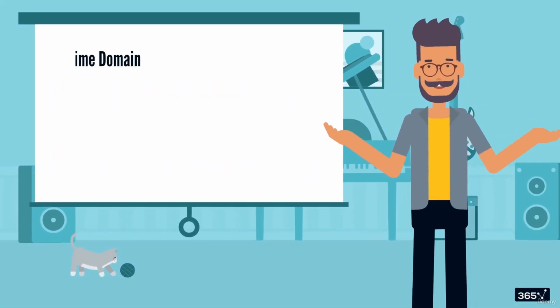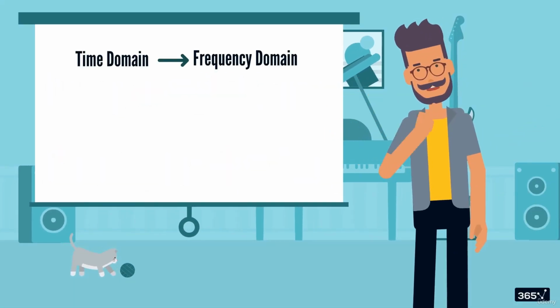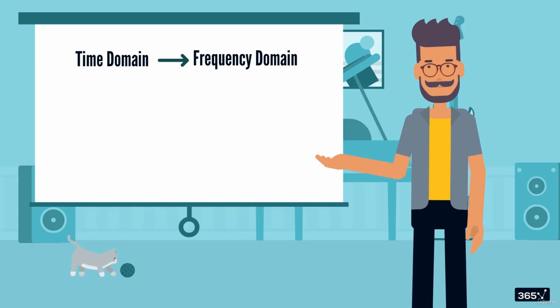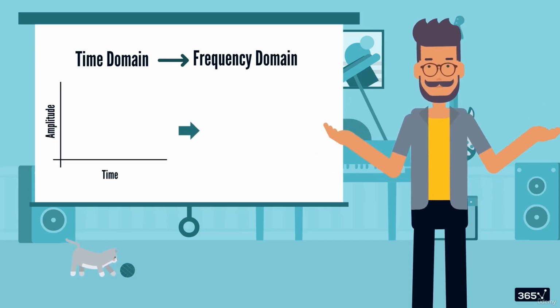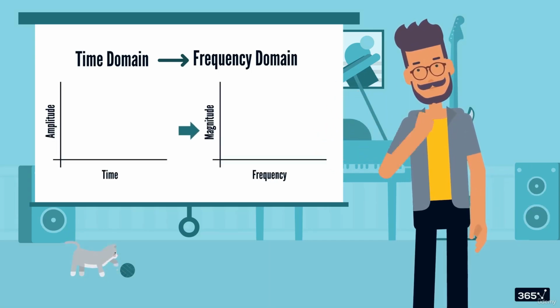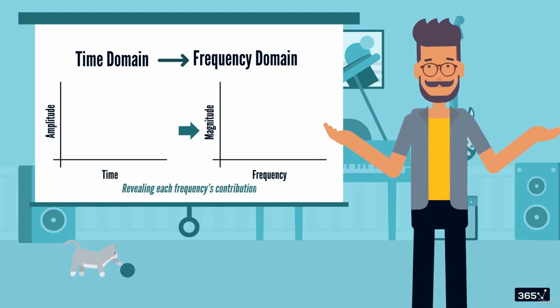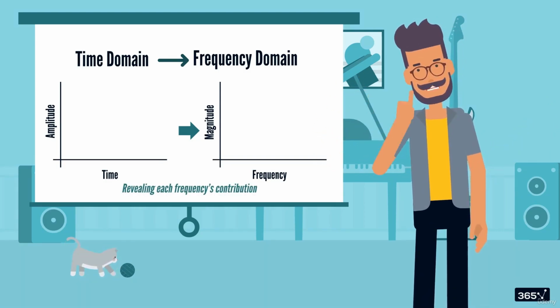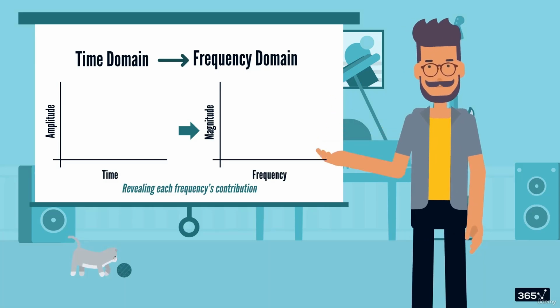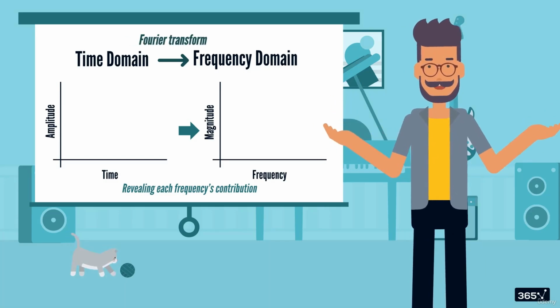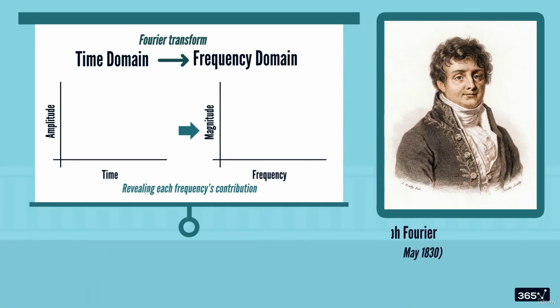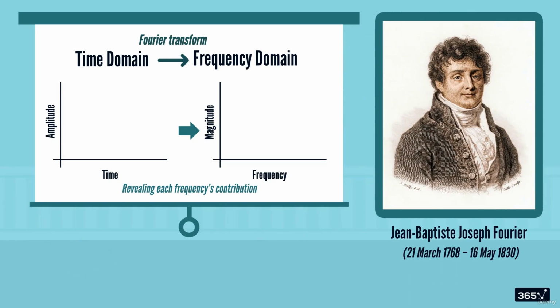Next, we convert our sound from the time domain to the frequency domain. This entails transforming the signal's initial time amplitude representation into a frequency magnitude format, revealing the contribution of each frequency to the overall sound. We typically use the famous Fourier Transform, named after the influential French mathematician and physicist Jean-Baptiste Fourier. But why isn't the time domain representation sufficient?